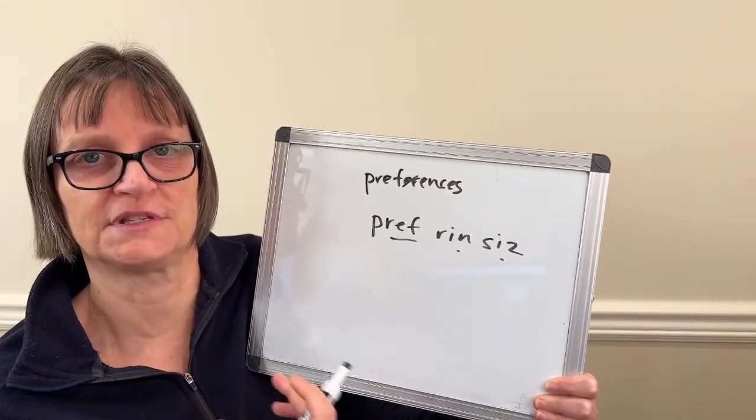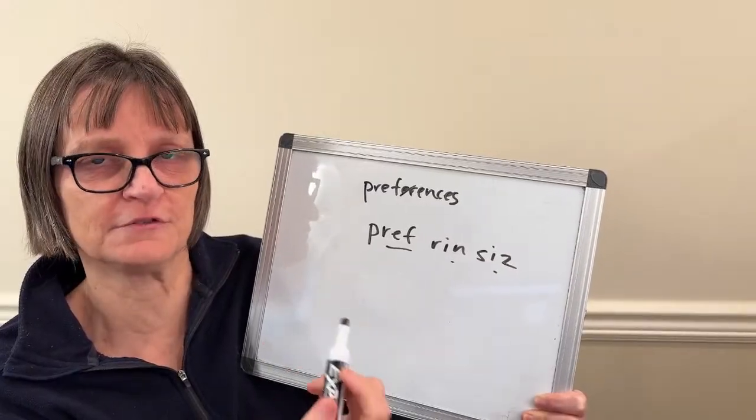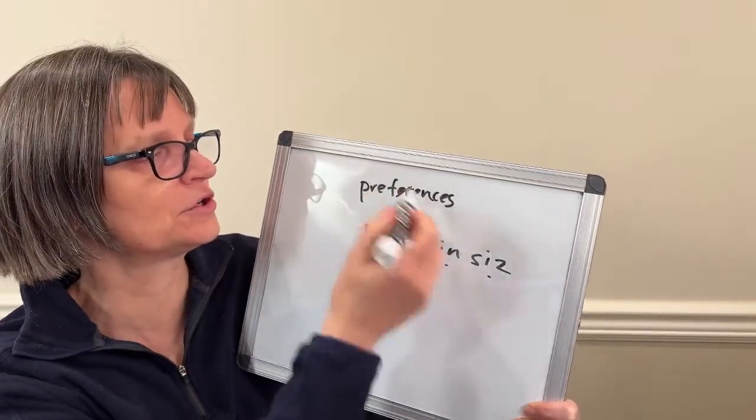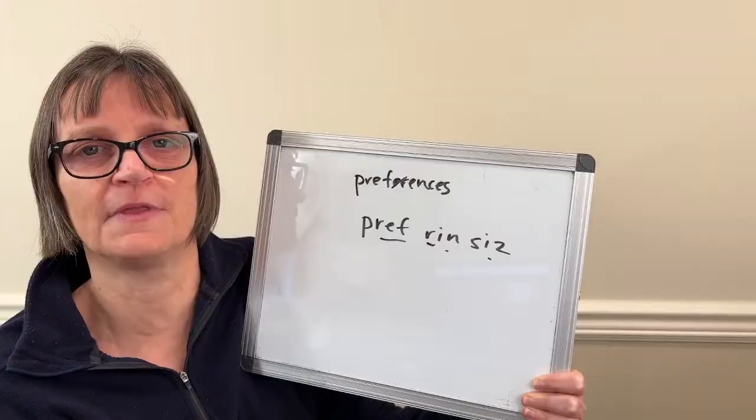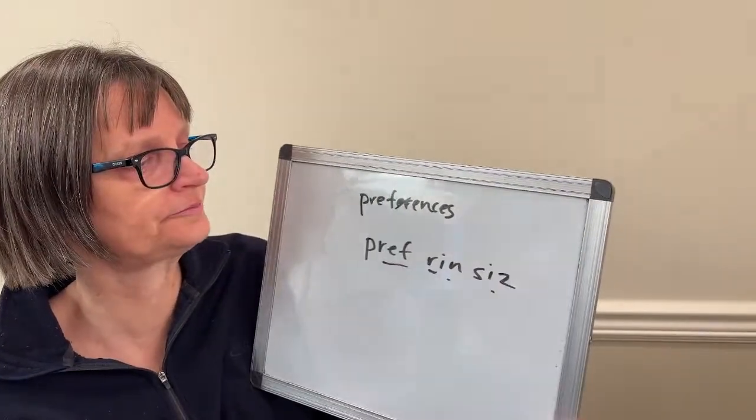rather than preferences. That's true in like different. We don't do different, we just do different. So sometimes the vowel gets dropped and just becomes the R sound rather than the vowel.